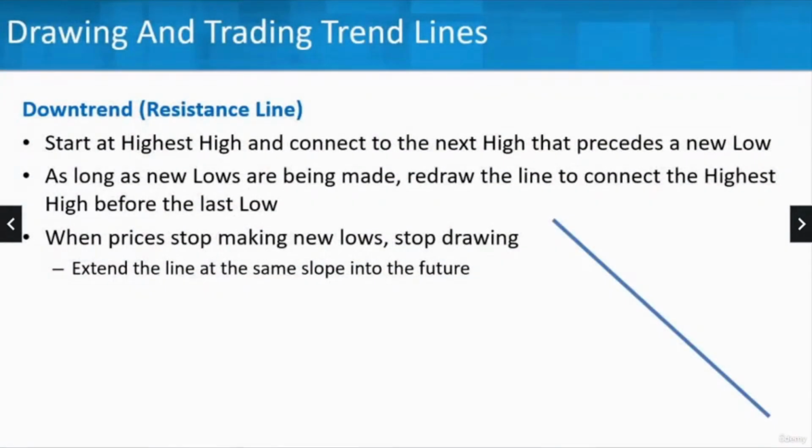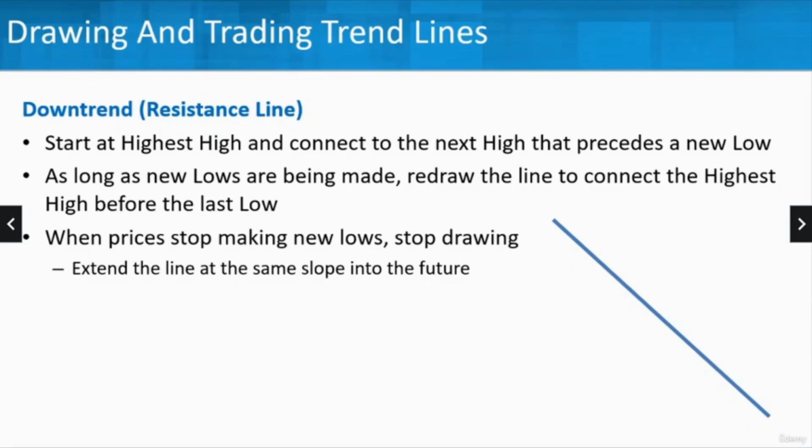So in a downtrend, what you're really drawing is not support lines, you're drawing resistance lines. And again, this will make much more sense when we actually draw the lines and you see the examples. But basically, you're starting at the highest high, at the wick of the highest high, and you're connecting to the next high that precedes a new low. You can see this line here, it's going to have a downward slope. And as long as new lows are being made, you keep redrawing the line to connect the highest high before the last low. So you're drawing your line along the highs, but it keeps going downward, right? That's the whole idea of a downward trend.